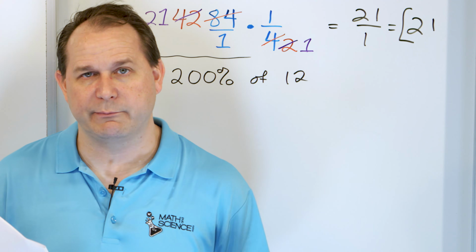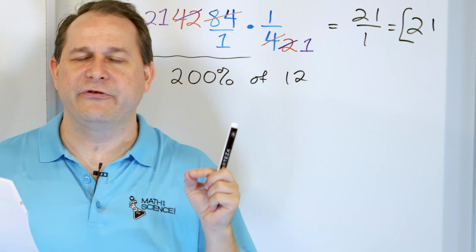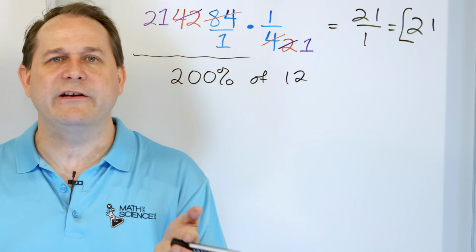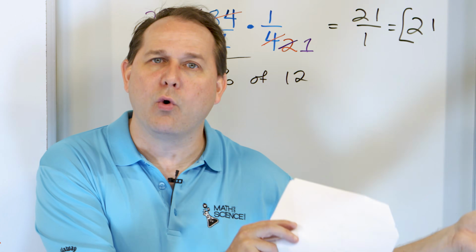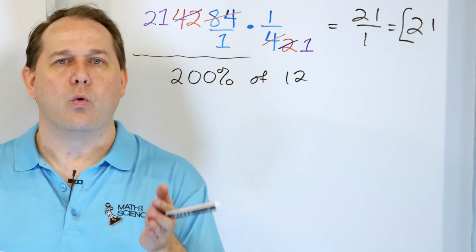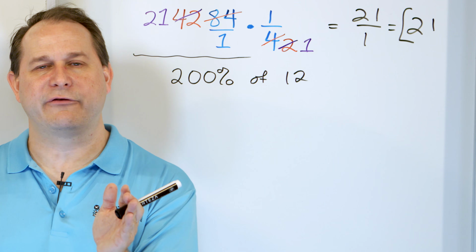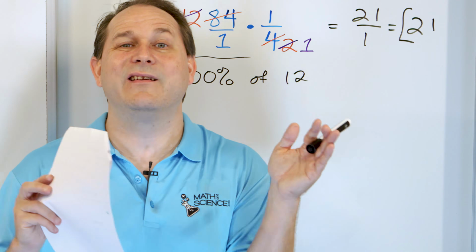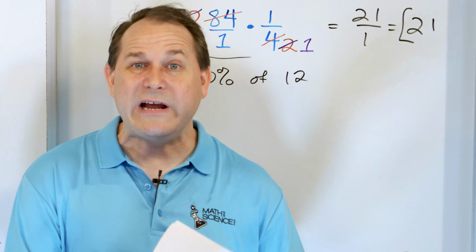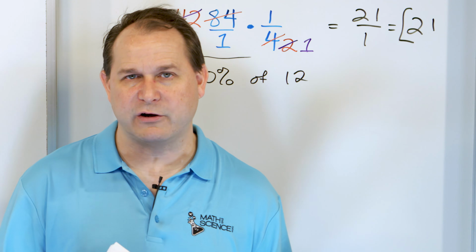You have 200%. So if you ever see a percentage more than 100%, it just means you're going to end up with more than what you started with. 100% is all of what you start with. 200% is double what you started with. 300% is triple what you started with.